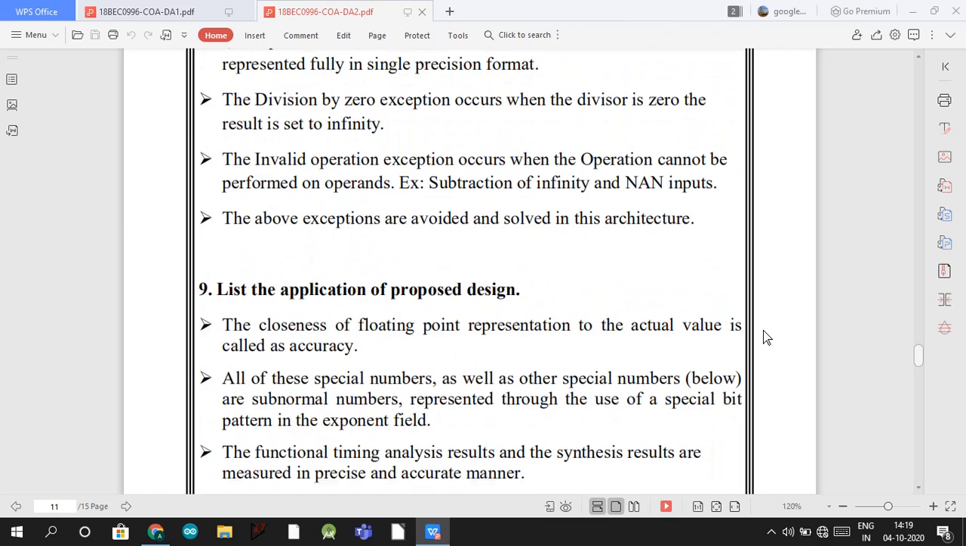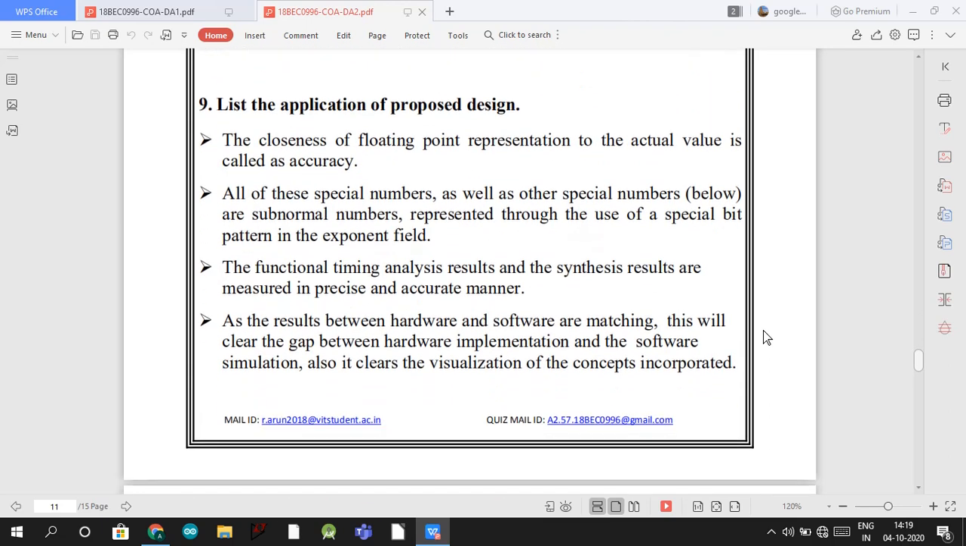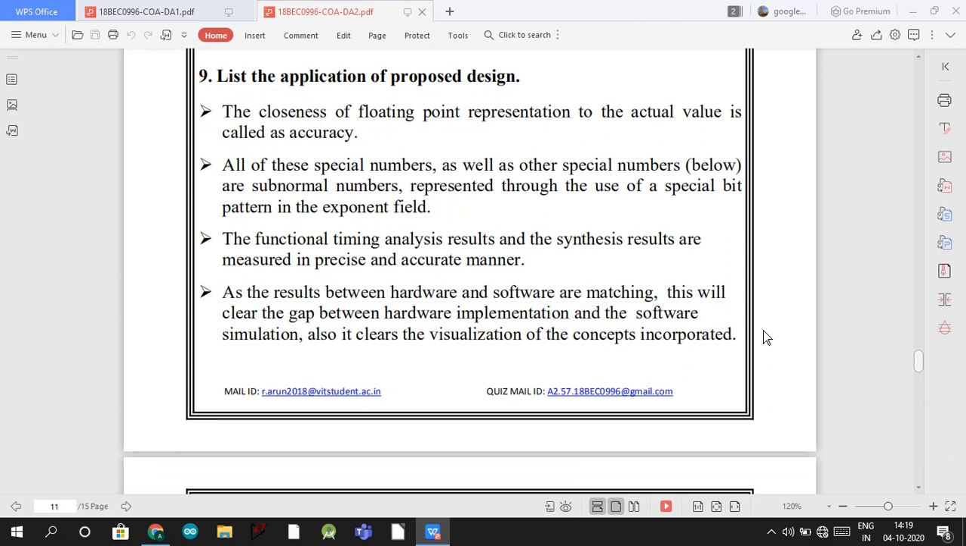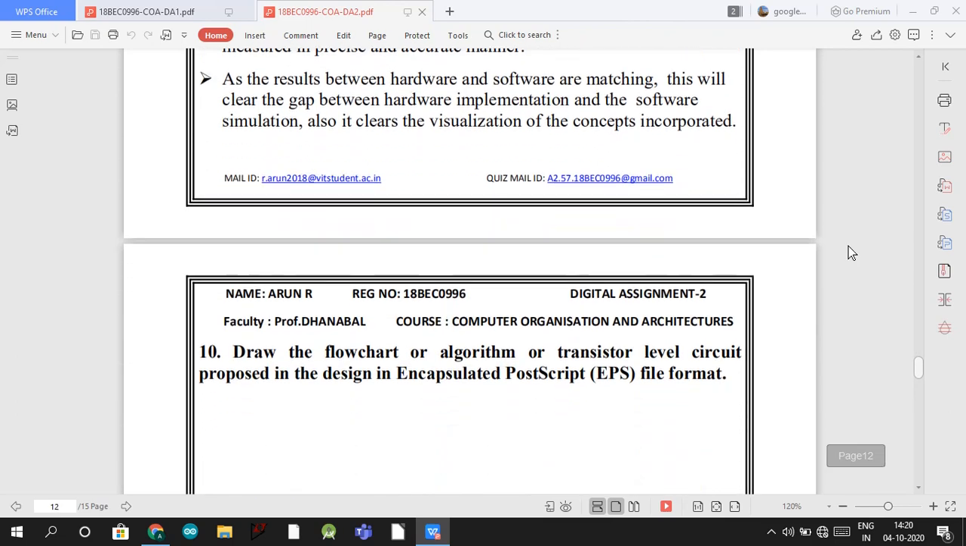Next, they asked to list the applications of the proposed design. So the applications I listed here. The closeness of the floating point representation to the actual value is called accuracy. So it gives the accuracy value, and also all of these normal numbers as well as other numbers are subnormal numbers represented through the use of the special bit pattern in the exponent field. So it gives the accuracy value with the exponent, sign and mantissa value. So this is the basic application of floating points: addition, subtraction, and multiplication.